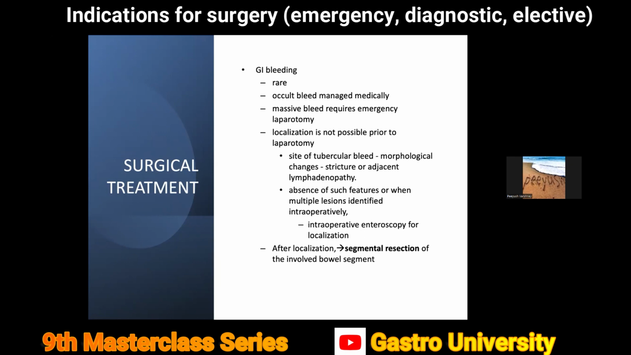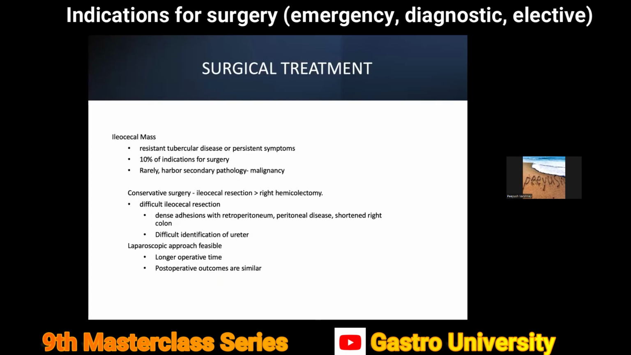When the localization is not possible prior to laparotomy, then the site of tubercular bleed may be identified on the morphological changes, such as a stricture or an adjacent lymphadenopathy, or intraop endoscopy may be used for the localization. And after localization, segmental resection is usually preferred.